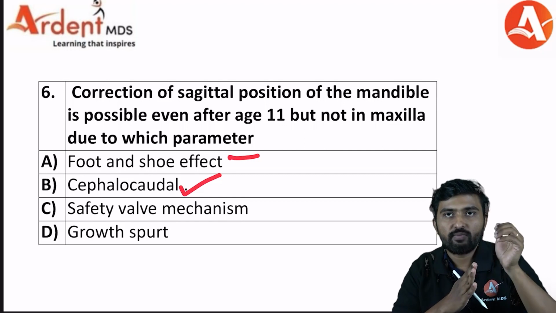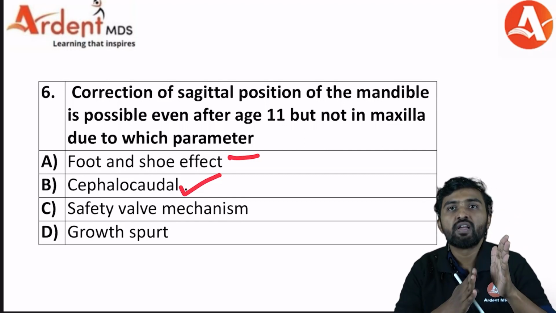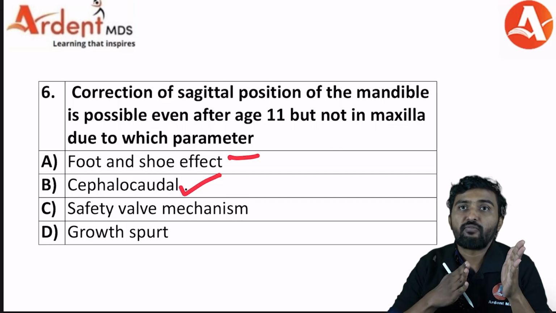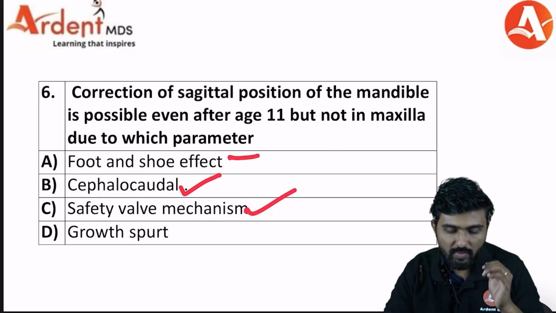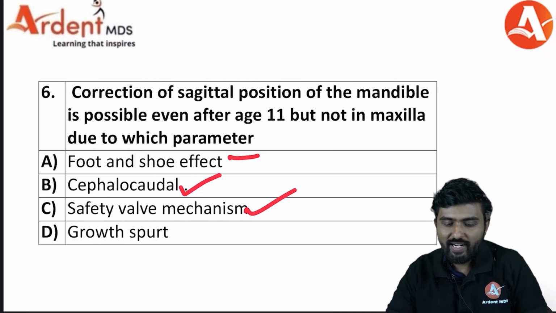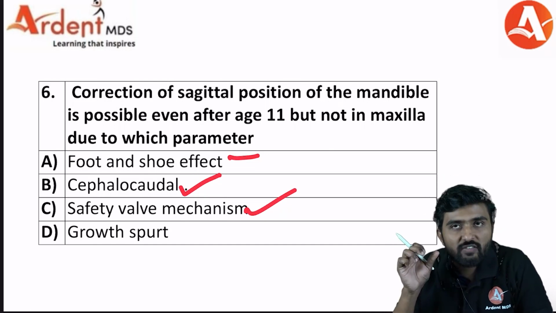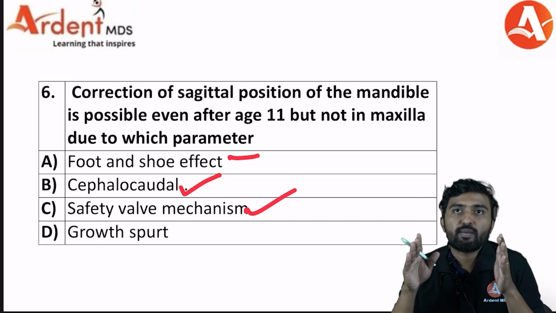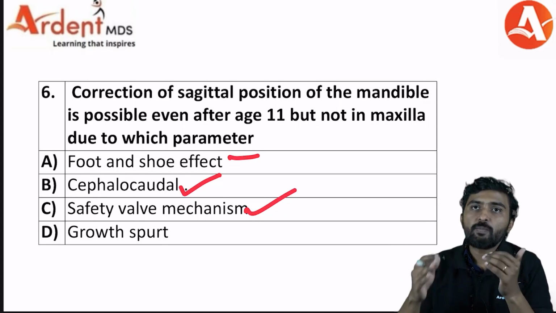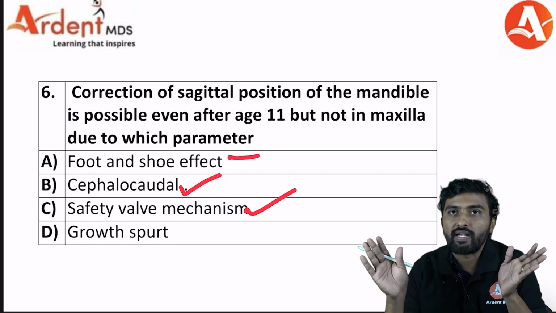So when we expand the maxilla, the mandible goes forward. This is similar to the shoe and the foot. The wider the shoe, the more comfortably the foot will sit in place. That implies the foot and shoe principle. Coming to the safety valve mechanism, this implies the position of the canine in the maxilla, also the intercanine width in the maxilla with respect to guidance of the anteroposterior position of the mandible, right?